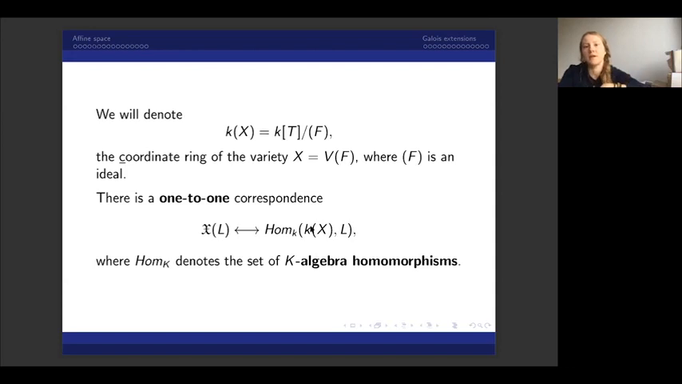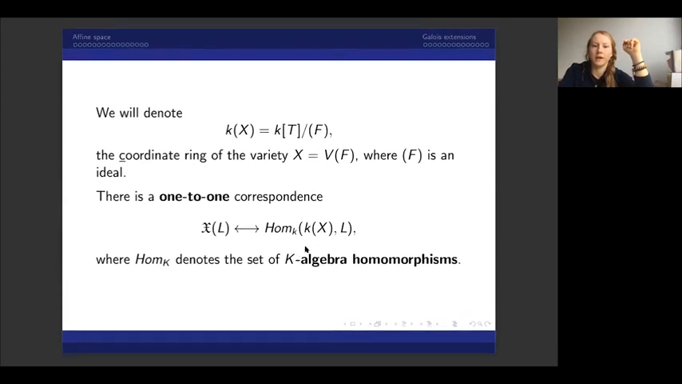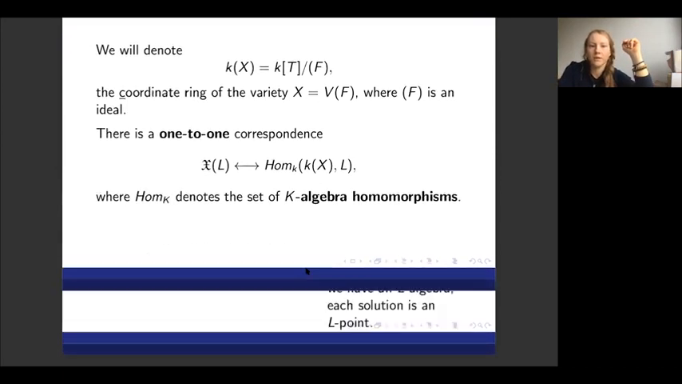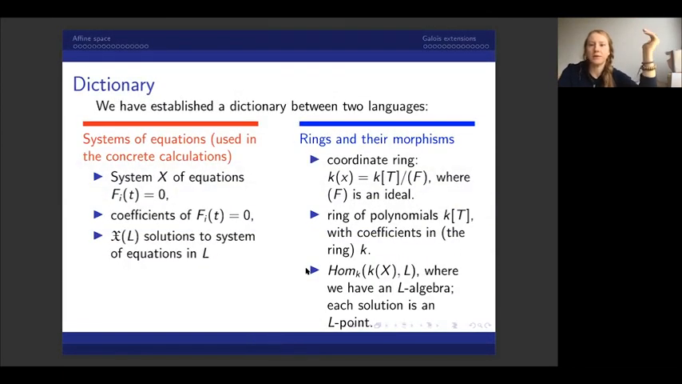going into this K-algebra L. So you have here hom, a set of K-algebra homomorphisms. And so you see already that we're getting into some abstract algebraic language here. And finally, we can define our dictionary. So we have two languages.